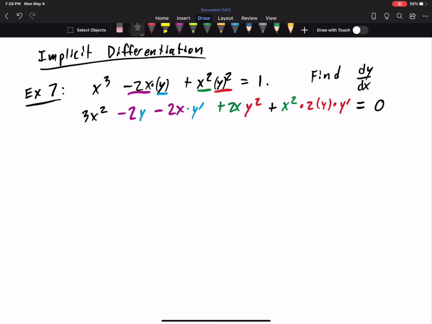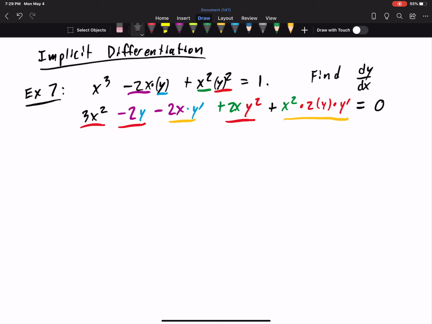So now, what we want to do is we want to get this y prime by itself. So figure out what terms have a y prime in them and keep them on the left-hand side. So it's this one and this one. Everything else gets moved to the right-hand side by subtraction or addition. So all the red underlined stuff is getting moved to the right. All the yellow underlined stuff is going to stay on the left. Does that make sense? I wish I could hear your answer.